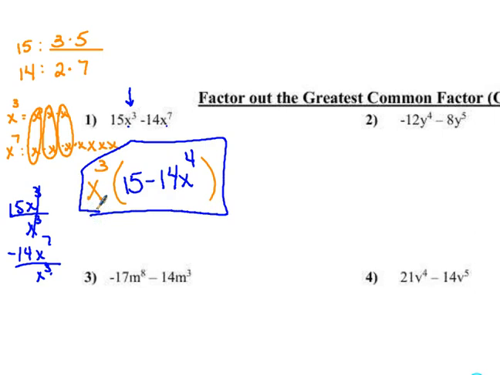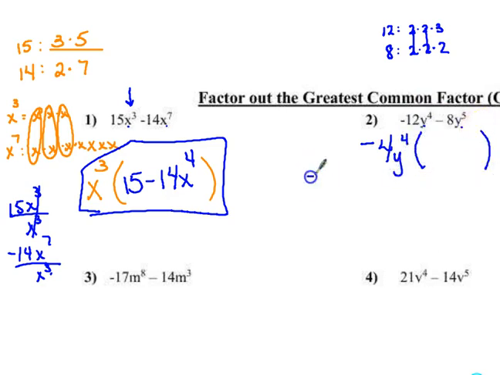Number 2. Notice that they're both negative, so obviously they have in common a negative. Both, let's see, 12 is 2 times 2 times 3. 8 is 2 times 2 times 2. What do they have in common? A pair of 2's, right? So a pair of 2's, 2 times 2 would be 4. What's the lowest amount of any variable? y to the 4th. y4.